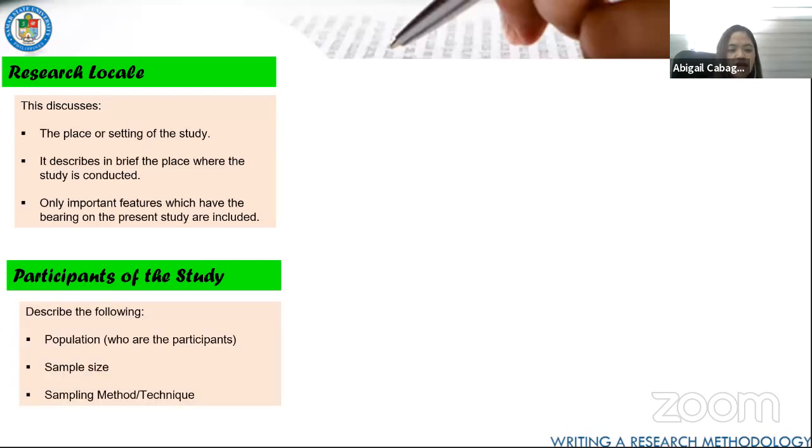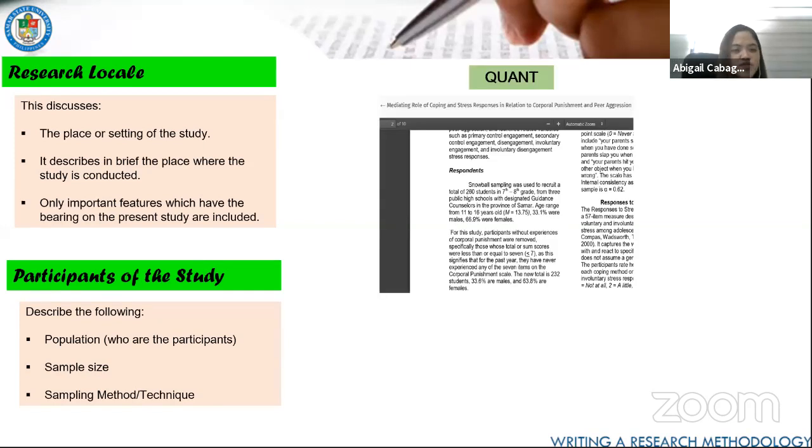Participants of the study, you need to describe the populations, the sample size, the sampling methods or techniques used. In some papers, in dissertations and in theses, research locale is separated from the participants of the study. However, there are journals that combine the research locale and the participants of the study.